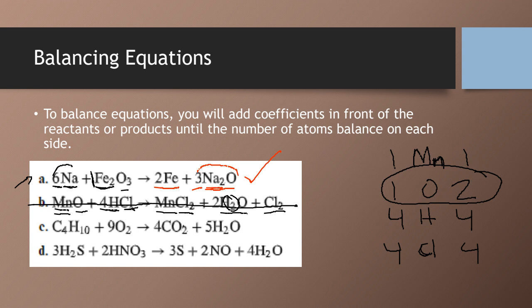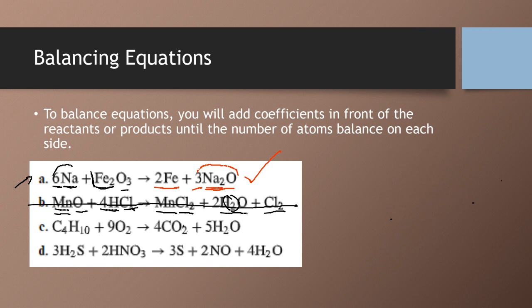And so we have then carbon, hydrogen, and oxygen. We start off with 4 carbons, 10 hydrogens, and then 9 O2, so 9 times 2 would be 18 oxygen atoms.